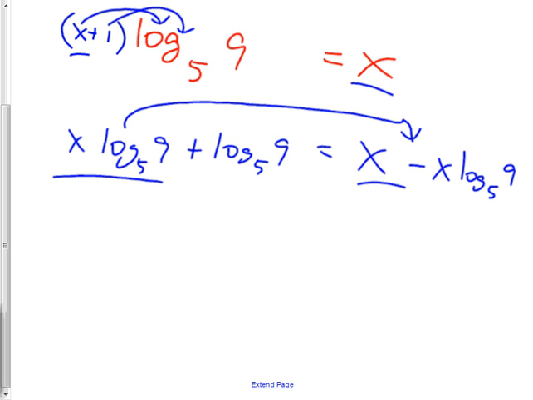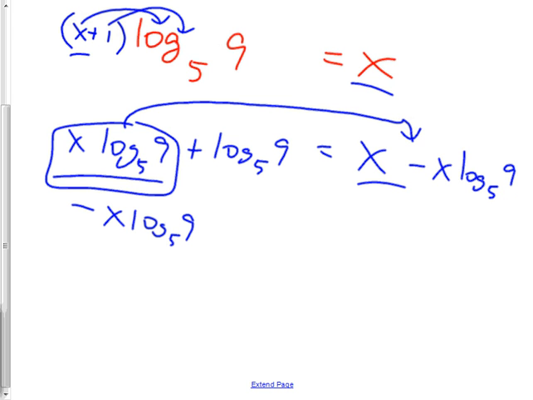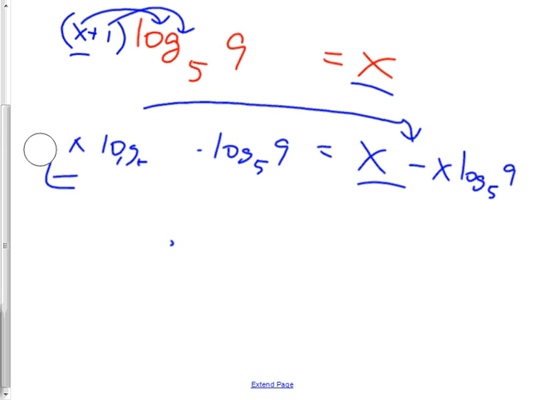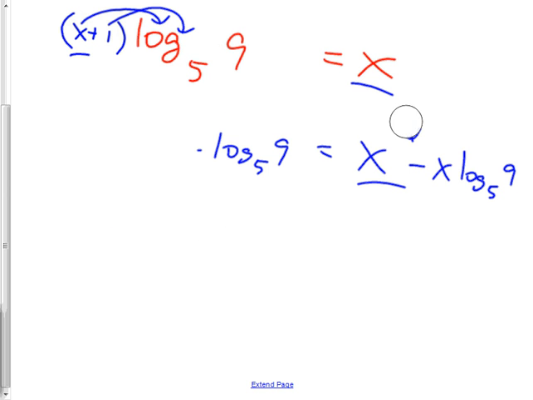You get what I just did there? I'm just moving this piece right here over to the other side by really subtracting x log base 5 of 9 from both sides. Okay, now it's over there. Now I have x's on one side, and I got to get it down to just 1x.